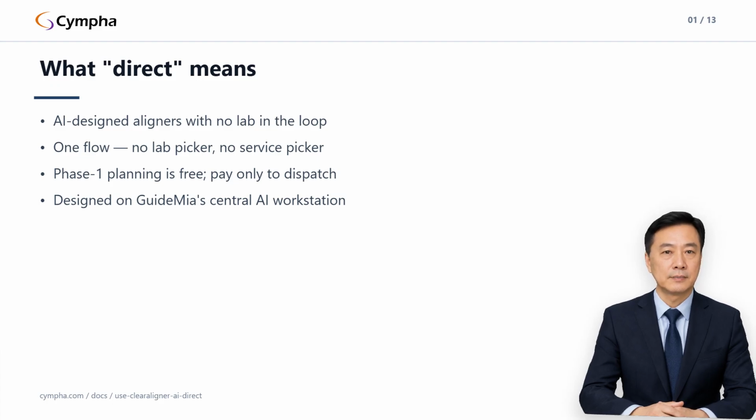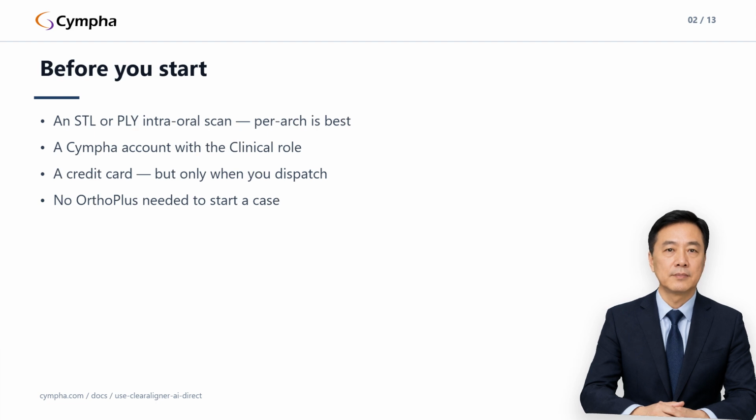3 prerequisites, none of them heavy. First, the scan. STL or PLY, and per arch exports are best. Second, a Cympha account. Sign up at app.cympha.com if you don't have one. New accounts have no role until you pick one on the Select Your Role screen. Choose the clinical tile, the doctor role, and note that the choice is made once.